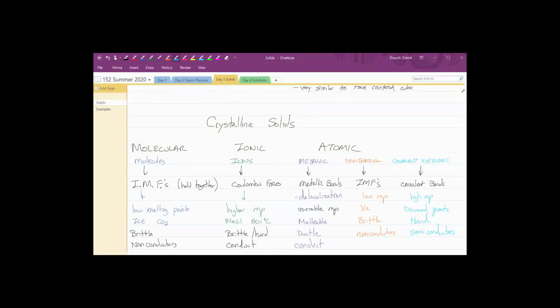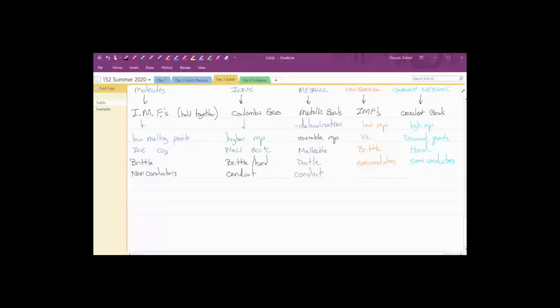All right. So, whereas ice is held together by hydrogen bonds, which are much weaker than regular bonds, diamond is held together by a covalent bond between carbon and carbon, much stronger. All right. So let's look at ionic compounds first.